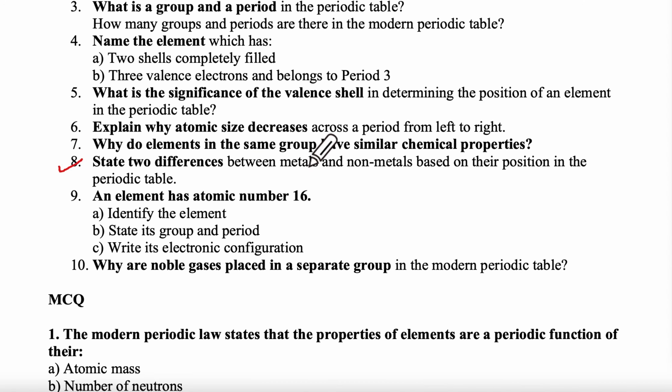State 2 differences between metals and non-metals based on their position in the periodic table. Anytime they say difference, even if it is 1 difference, 2 differences, you must have the columns. Understanding? Yes, ma'am.